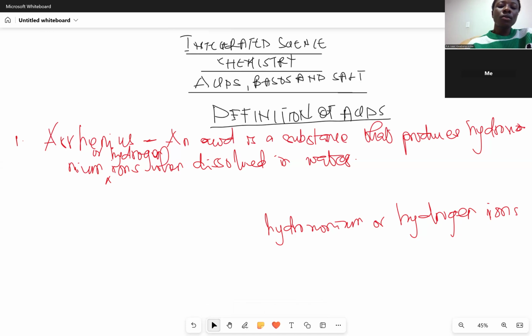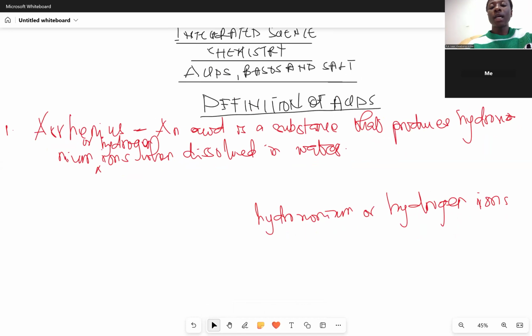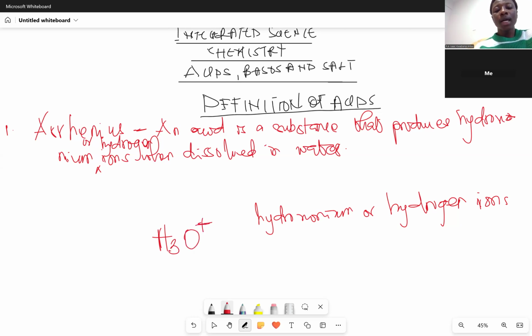Right. So, back at it. Arrhenius said an acid is a substance that produces hydroxonium or hydrogen ions when dissolved in water. So, watch. This is the chemical symbol for the hydroxonium ion. It's H, watch closely, H subscript 3, then O, then there is a plus at the top. If you see this, this is hydroxonium ions. HYDROXONIUM.